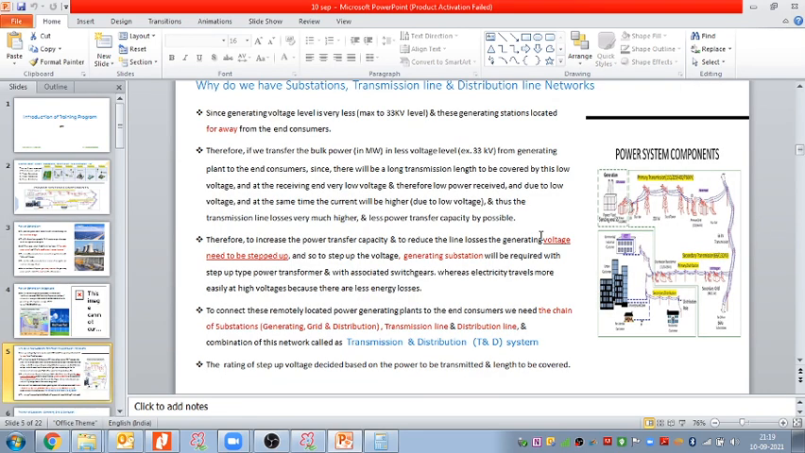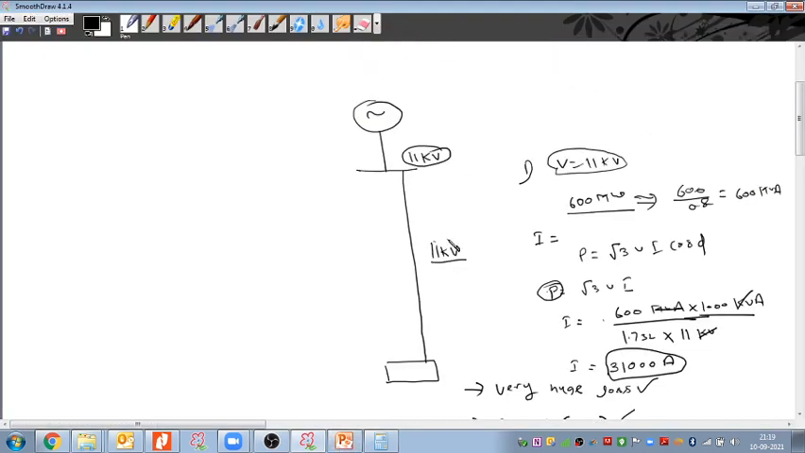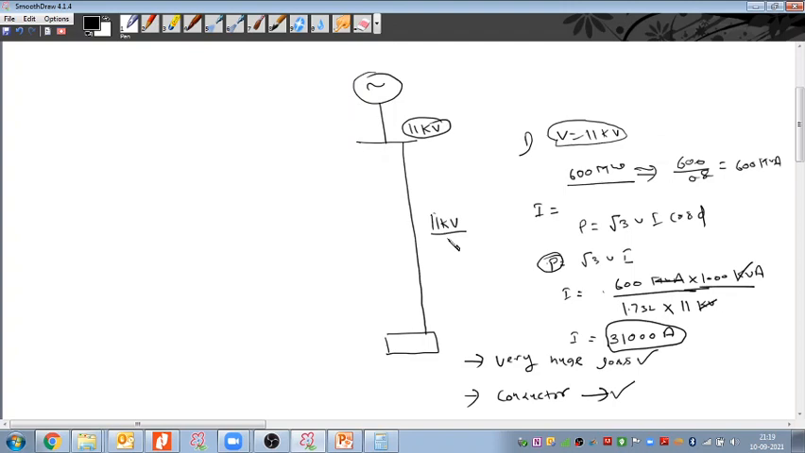How do we transmit the power then? What is the method to transmit the power? What do we have to use here? We have to add here one generating substation, and here we have to add one distribution substation. So what we will do is put up here one transformer, which will be a step up type transformer.